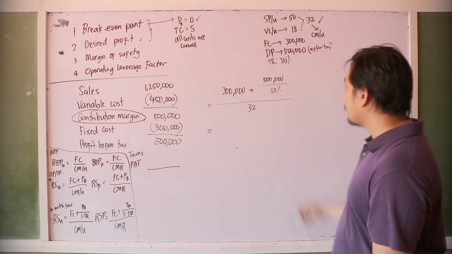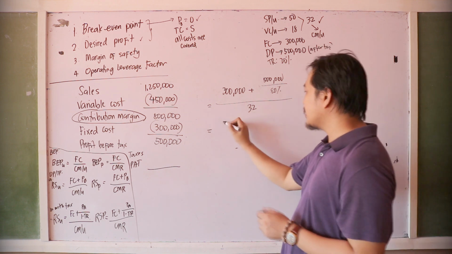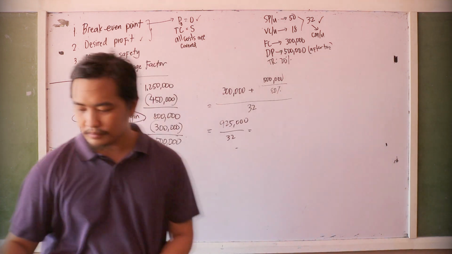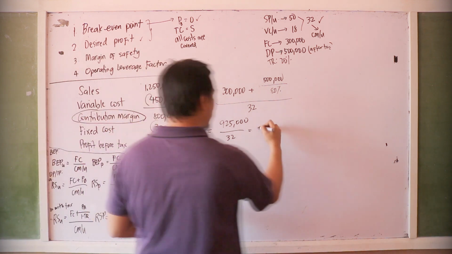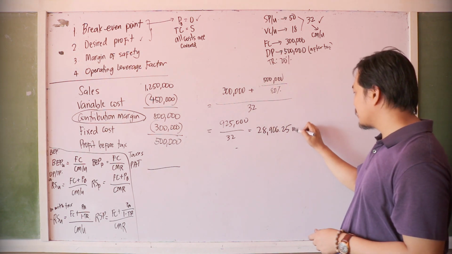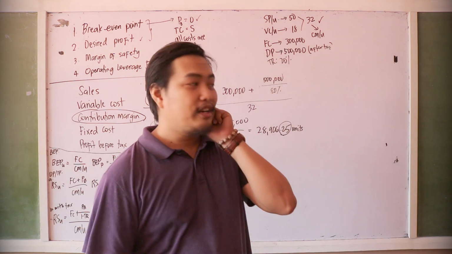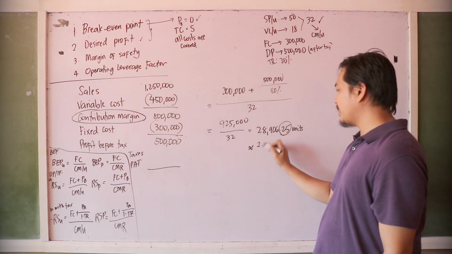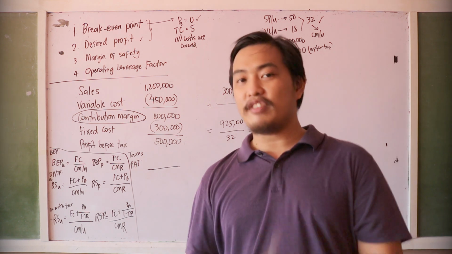Ang lalabas dyan, 500,000 divided by 80% is 625,000 plus 300,000, that's 925,000 all over 32. Divide natin siya. 925,000 divided by 32. Lalabas, 28,906.25 units. But can we sell a quarter of a unit? Lalong-lalo na sa mga indivisible products, we cannot do that. General rule, round up. 28,907 units. Exception to this rule is if divisible naman siya.